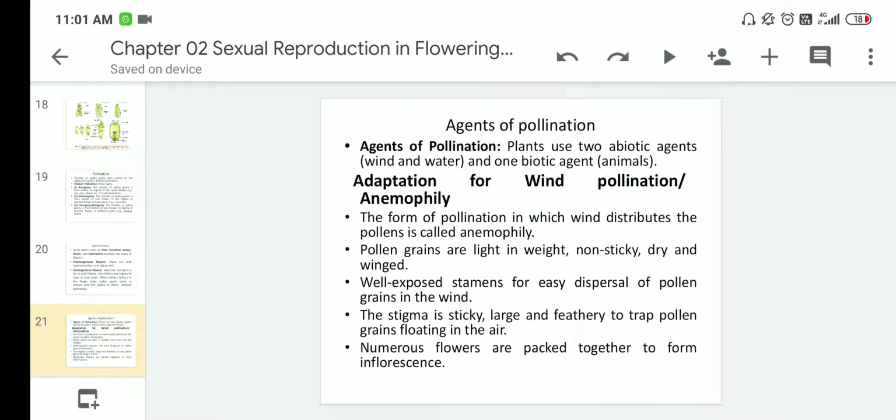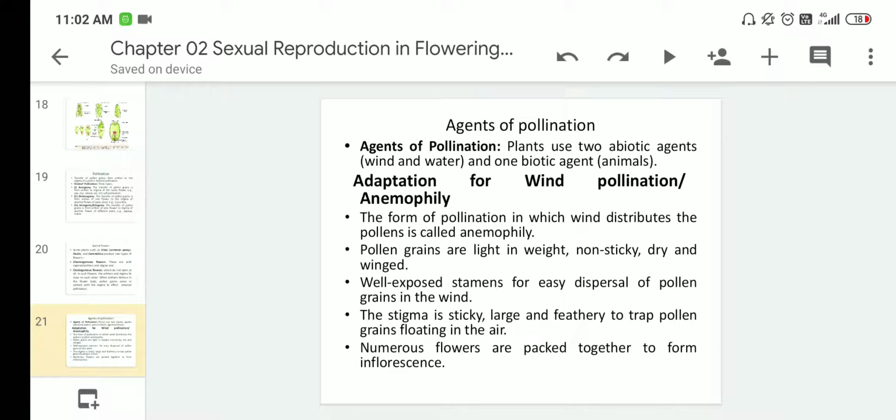If you look at the hair-like structure in the corn flower, maize cob, this is the feathery stigma, nothing else. It is sticky also. Whenever pollen touch it, get stuck over it.